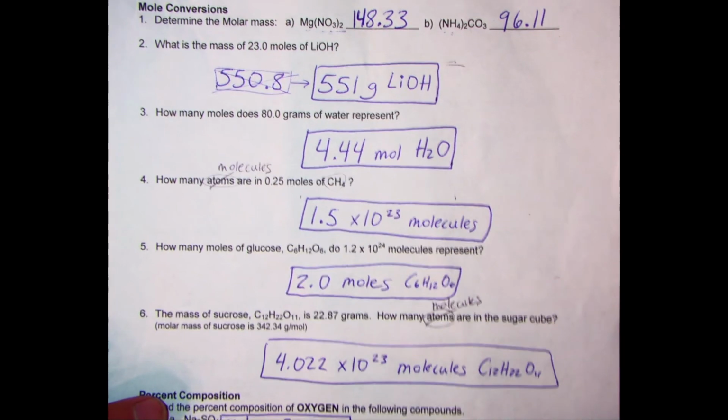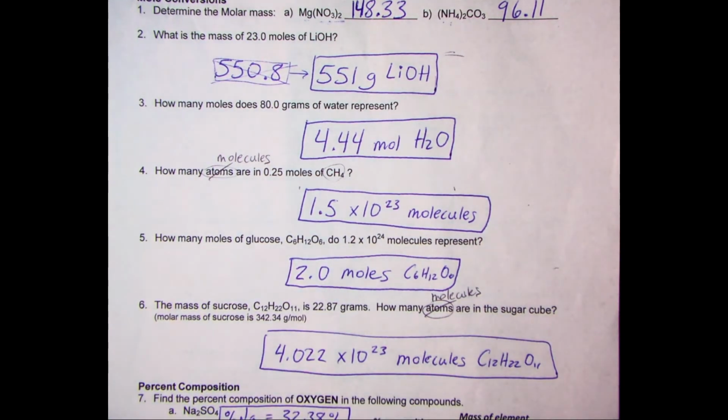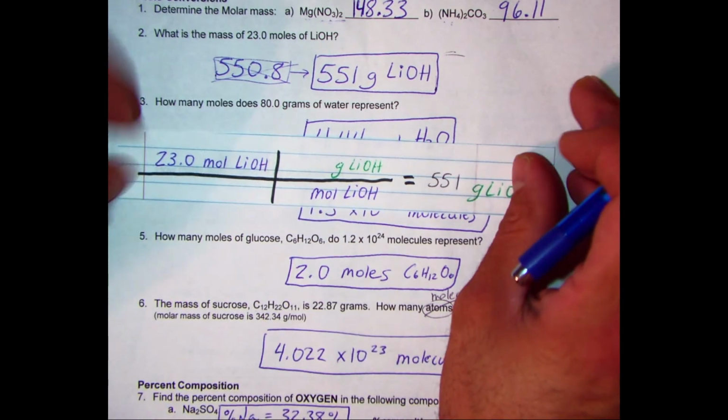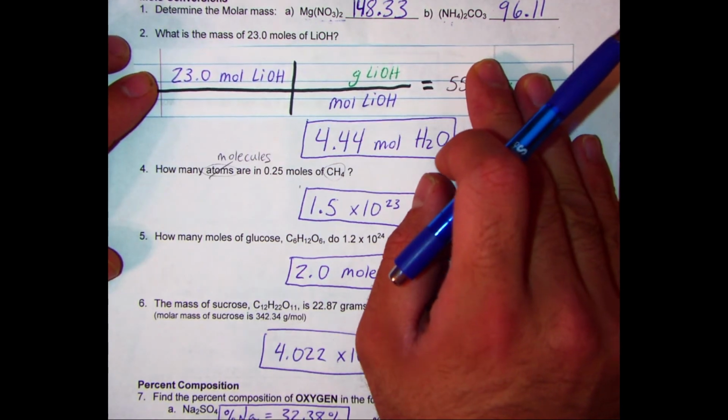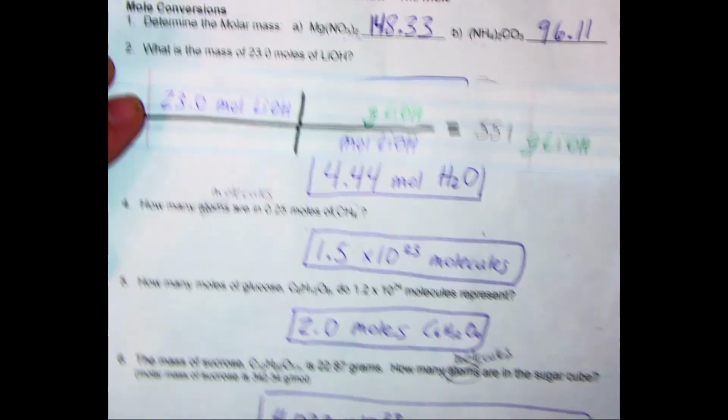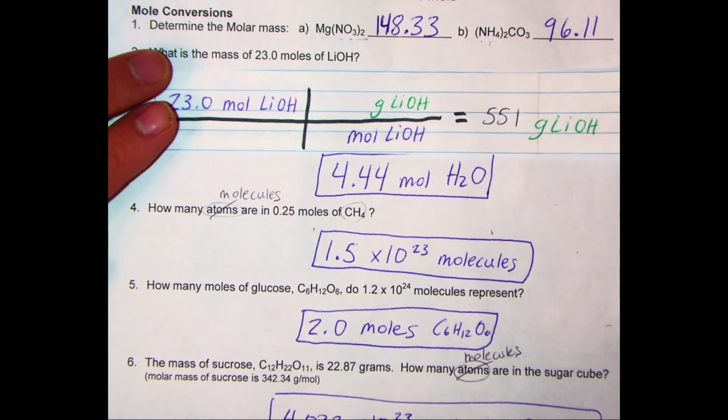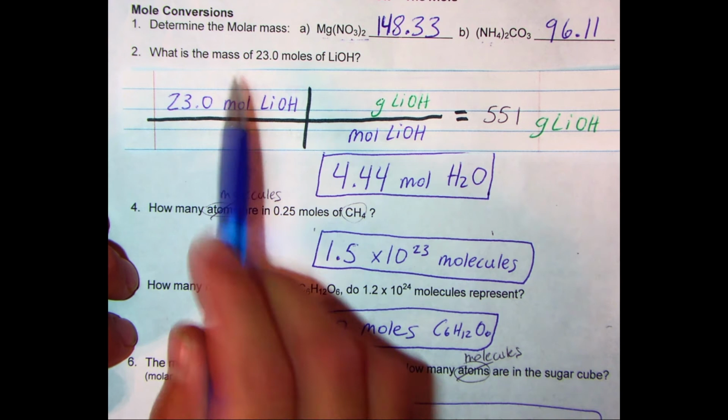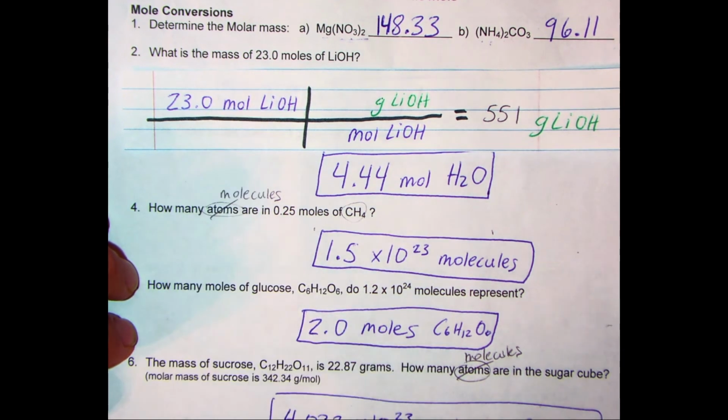Alright, moving on to molar conversions, question 2. We started with 23 moles of lithium hydroxide. And you can see we don't want moles of lithium hydroxide, we want grams, the mass, how many grams there are in that many moles.